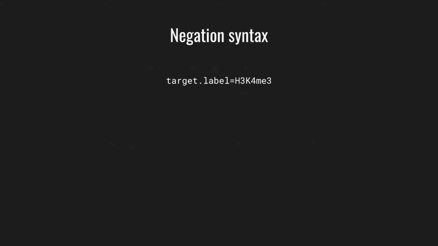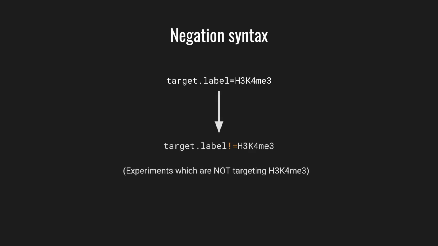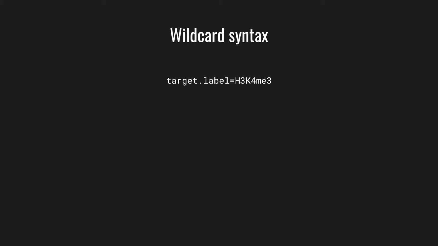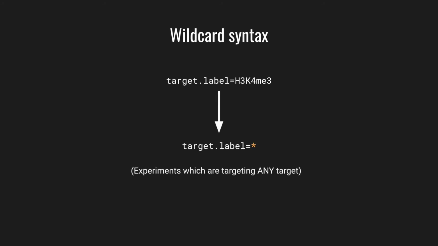Two additional common features used in query building are negation and wildcards. To use negation, insert an exclamation point before the equal sign in a parameter. This would filter for experiments which are not targeting H3K4 trimethyl. To use a wildcard, an asterisk can be specified in place of the value in a parameter. For example, to filter for experiments targeting any target, the following parameter could be used.